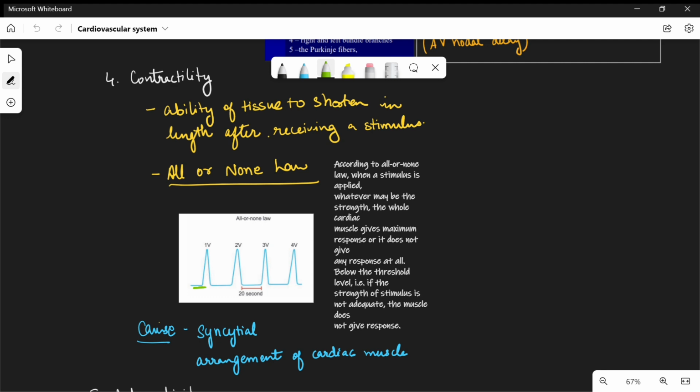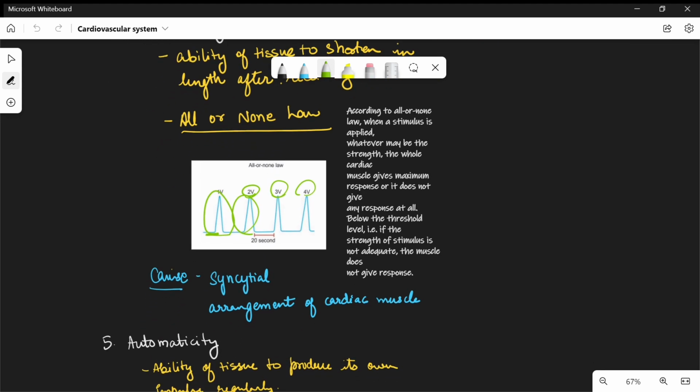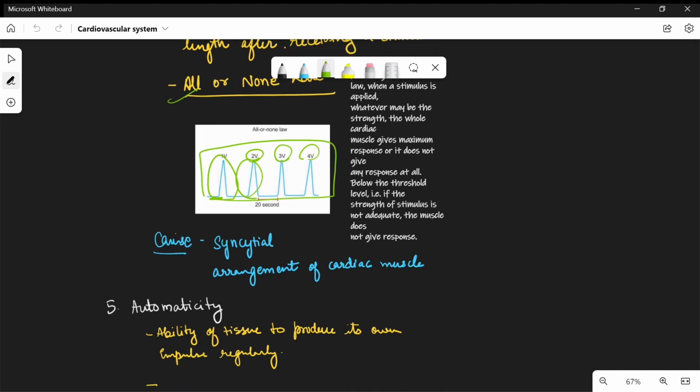Then after 20 seconds, the strength of stimulus is increased to 2 volt and the stimulus is again applied. So the curve is recorded. The procedure is repeated by strengthening the volt every time, as you can see. The amplitude of all contractions remains the same. As you can see, there's literally no change. So what does this experiment tell us? What is the cause? It's basically the syncytial arrangement of cardiac muscle. It's because of this arrangement that this graph is maintained, and the all or none law is applicable. We come to this conclusion.